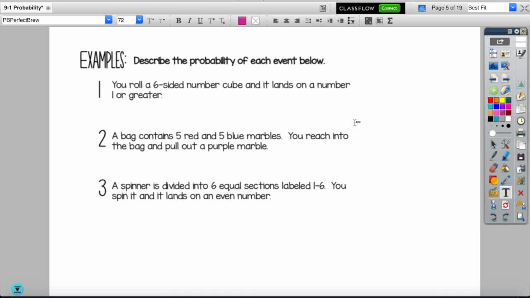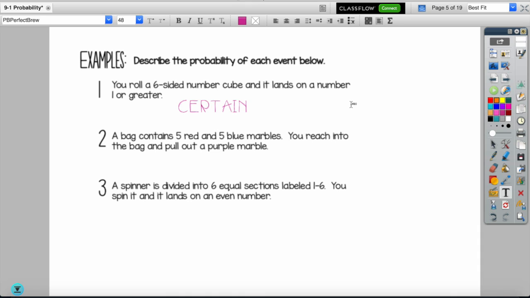So let's talk about the likelihood of some of these events happening. We're going to describe the likelihood, or the probability, of each event. You roll a six-sided number cube and it lands on the number 1 or greater. Well, if you think about a die that has 6 sides, they're labeled 1 through 6. So no matter what, it is certain that you're going to get a number that's either a 1 or greater. It's 100%. We're taking out those examples where it could potentially land on a corner or on the side of the die. We're taking out all those hypothetical types of situations.